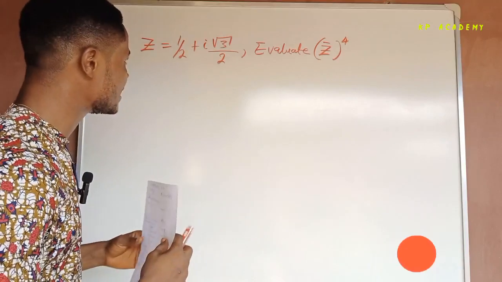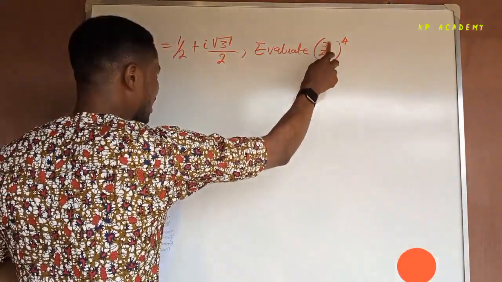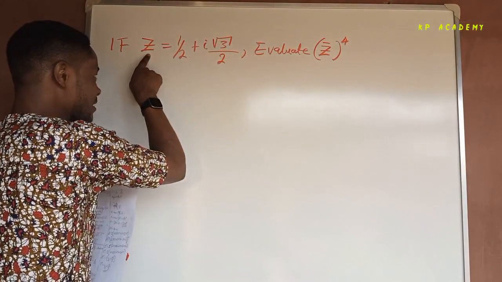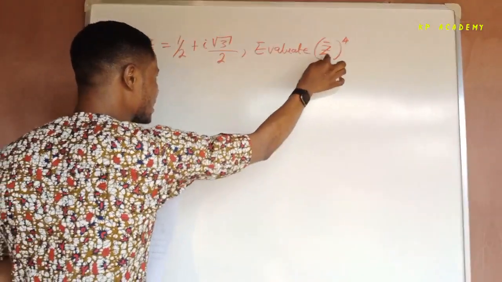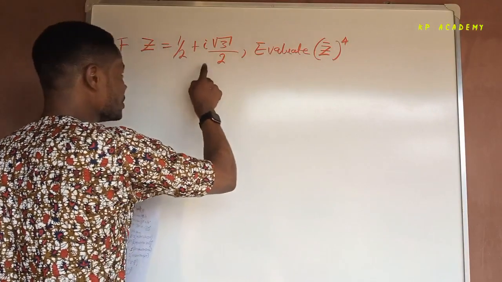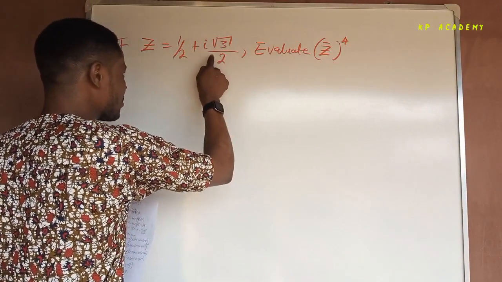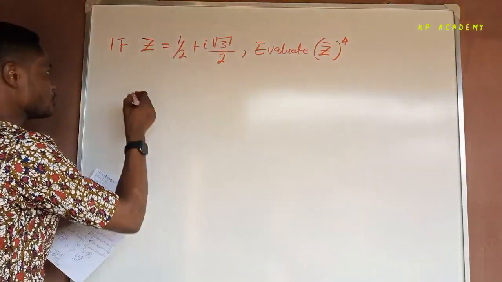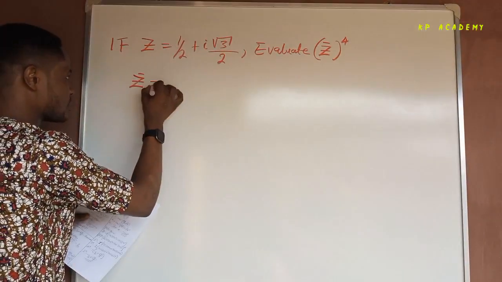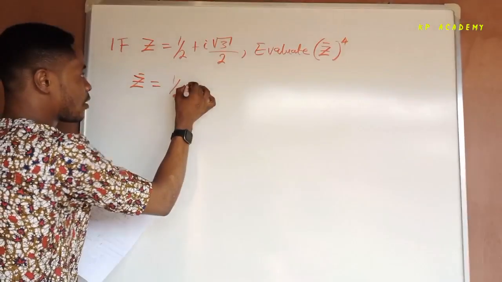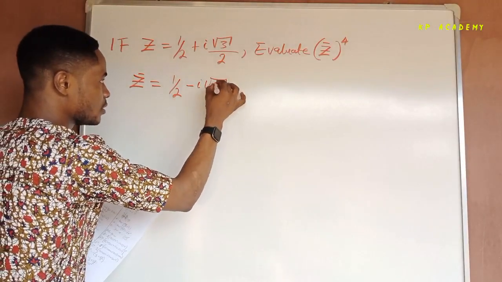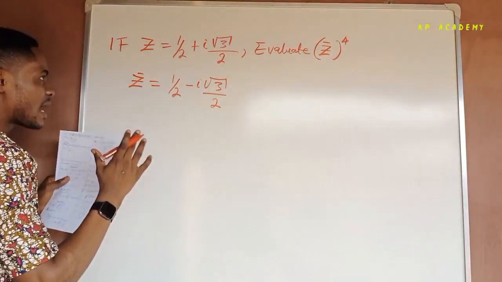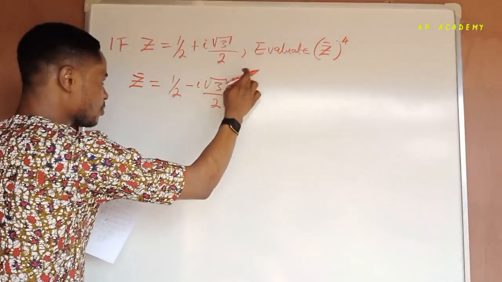So what we're going to do now is, first, this z bar means the conjugate of the complex number in question. The complex number here is this z. Z is equal to this, and now the conjugate of z will be to change the sign of the imaginary part. That is, change here from plus to minus. So first, let us take our z conjugate. Therefore, z bar is nothing but 1 over 2 minus i root 3 over 2. So this is nothing but the conjugate. Now we are asked to find the whole of this raised to power 4.